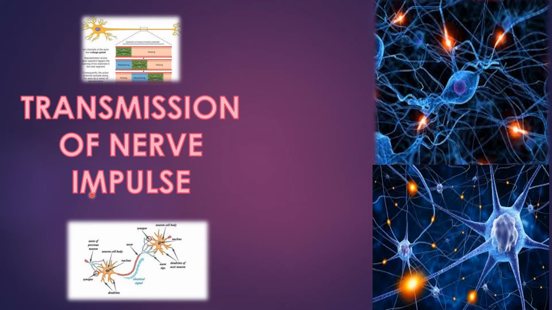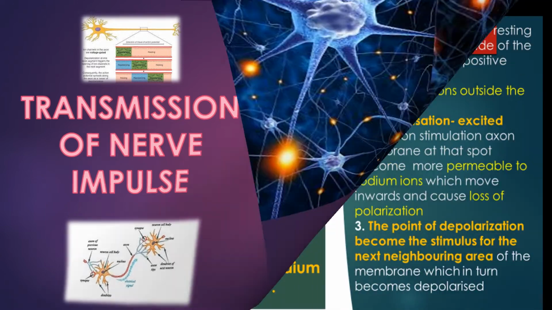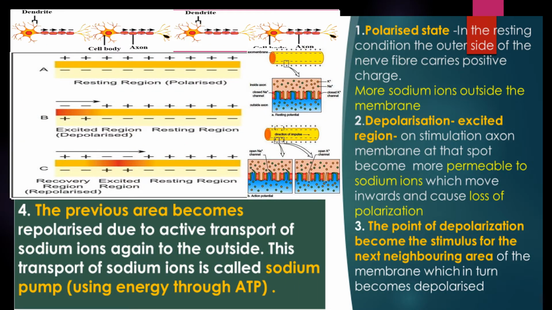Transmission of nerve impulse. Here we are discussing how the nerve impulse, or wave of irritability, moves through the neuron or nerve cell. How does this nerve impulse move through the axon membrane? Here we are discussing that this nerve impulse will move from one region of the axon to another region.